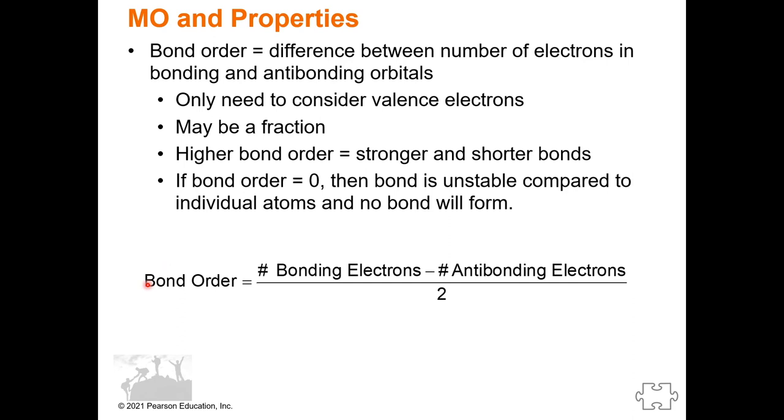If the bond order is 0, then we know that it is unstable and that molecule will not exist. And the higher the bond order, the stronger and shorter the bond. So let's think about H2 again. We had 2 bonding electrons and 0 antibonding electrons. So our bond order for that example is 1. So according to this information, H2 can exist.